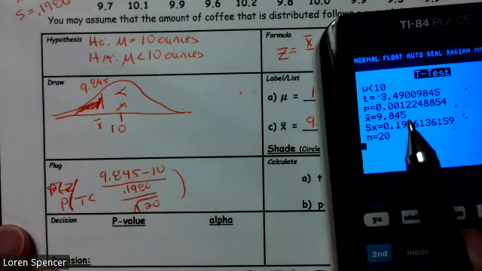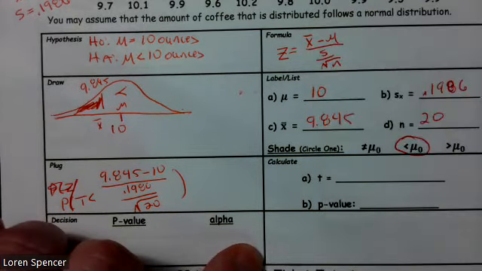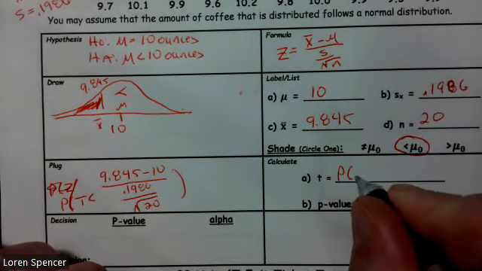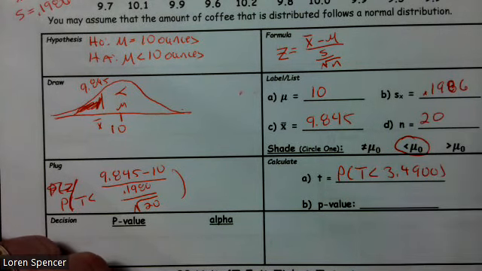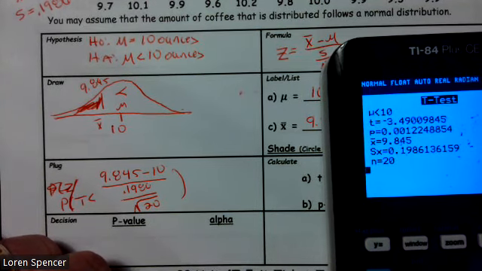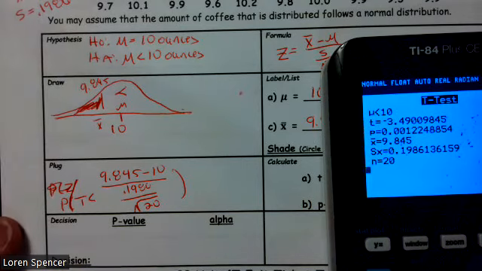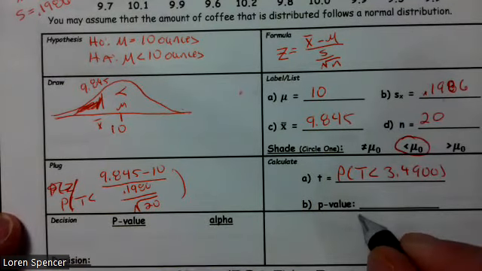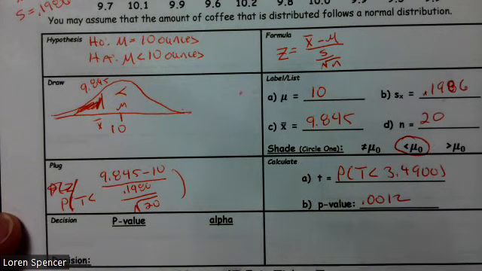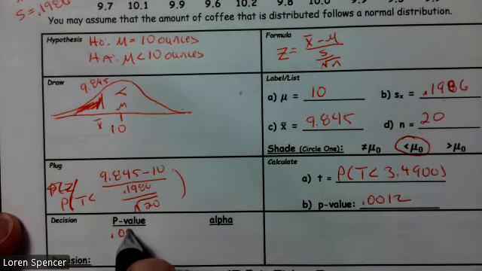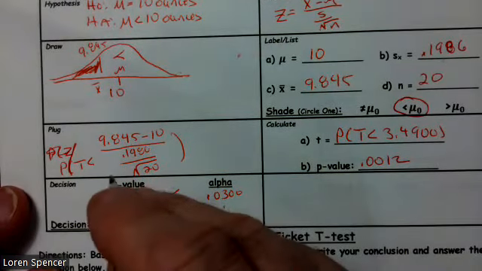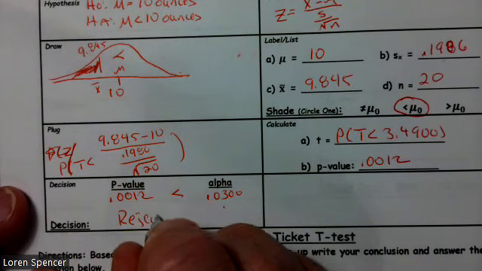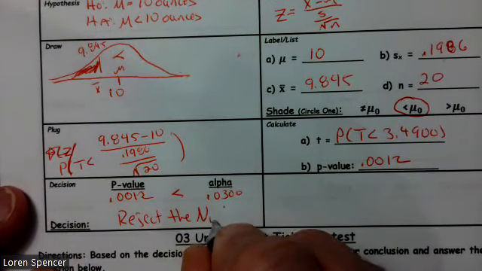All right, when we press calculate, we get a t statistic of negative 3.4900. So we want the probability that t is less than negative 3.4900, and that equals a p-value of 0.0012. All right, if our p-value is 0.0012 and our alpha is 0.0300, well, 12 is definitely less than 300, so we're going to reject the null. That would be our decision.